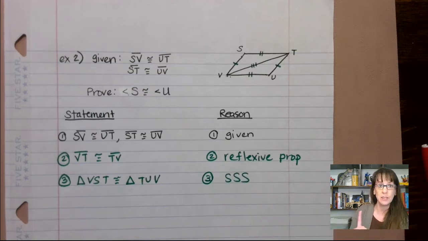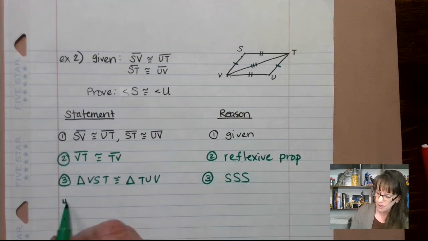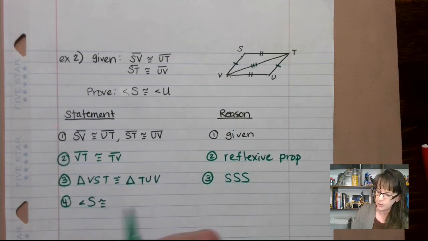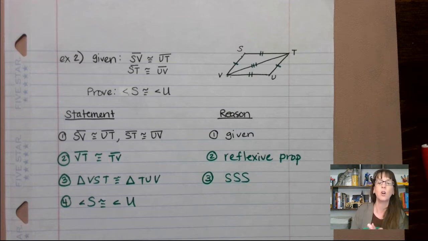Now, we are not done with this. We have to prove that angle S is congruent to angle U. Well, we've said that these two triangles are congruent. Therefore, those matching parts of those triangles are also congruent.